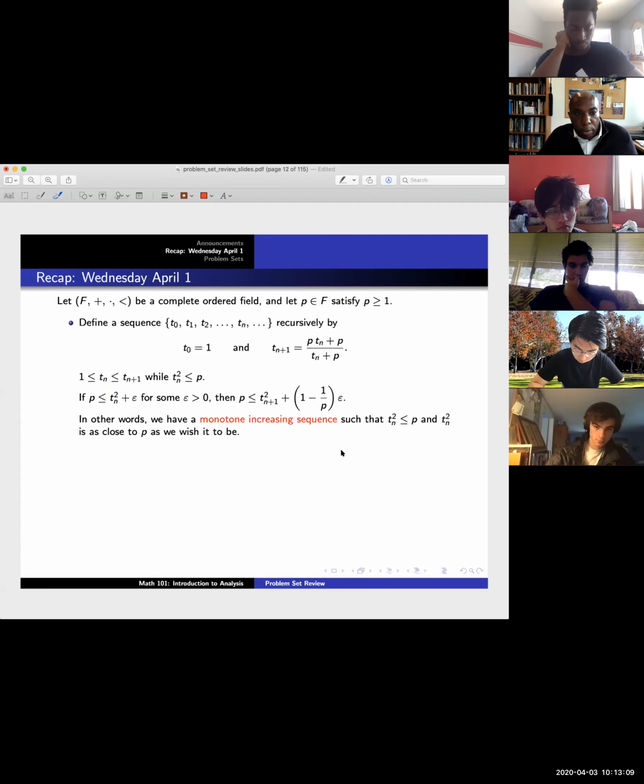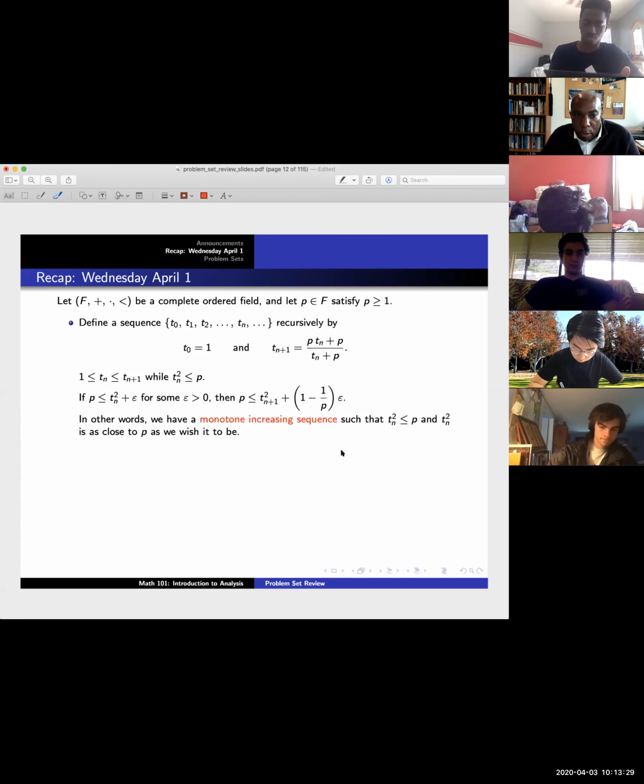So if you don't feel comfortable with this fancy math language, we can just say it here in words. We have a monotone increasing sequence such that t squared is less than p, and t squared is as close to p as we want it to be. Right, that's what those first two statements mean. I have a monotone increasing sequence, tn squared is less than or equal to p, and tn squared is as close to p as we want it to be.